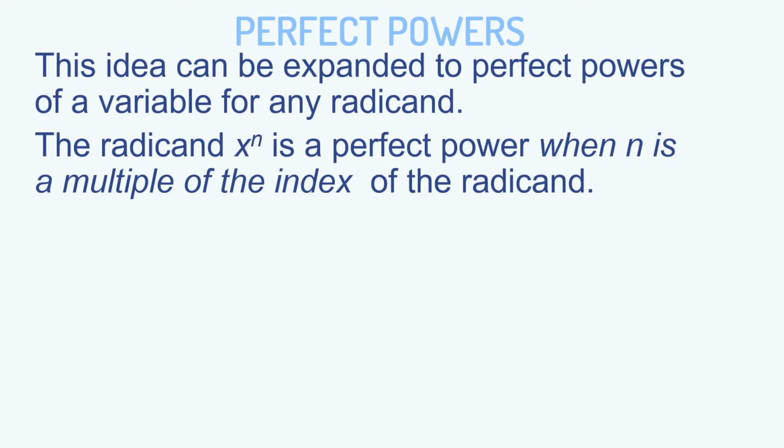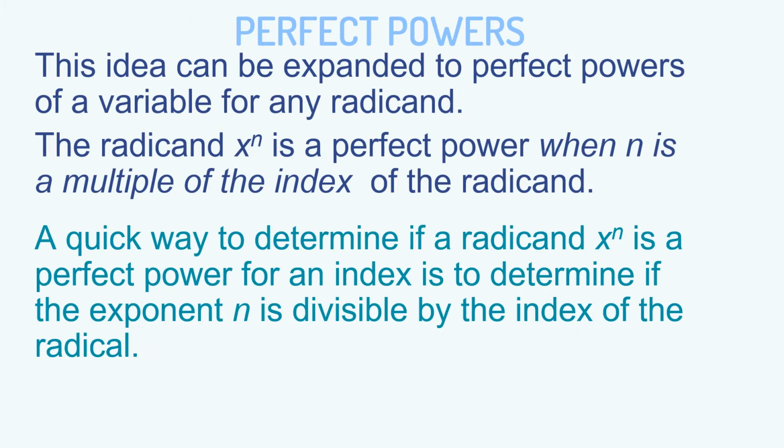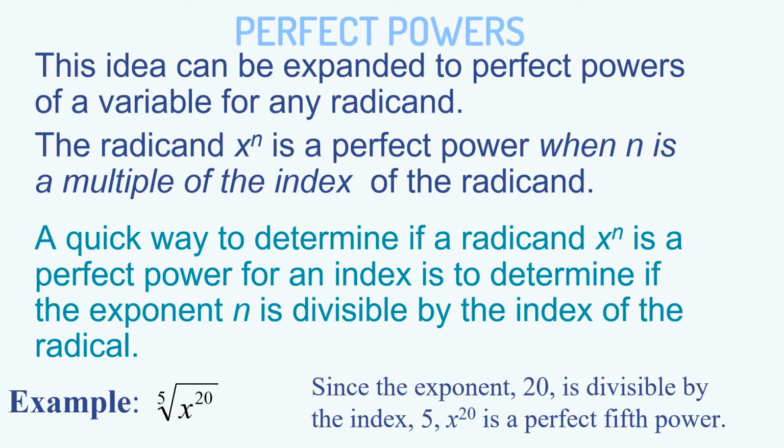This idea can be expanded to perfect powers of a variable for any radicand. The radicand x to the n is a perfect power when n is a multiple of the index of the radical. A quick way to determine if a radicand x to the n power is a perfect power for an index is to determine if the exponent n is divisible by the index of the radical. And here we have an example: the fifth root of x to the 20 power. If you notice, 20 is divisible by the index 5, and x to the 20 is a perfect fifth power.